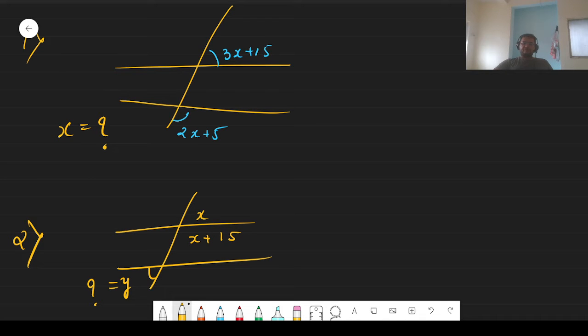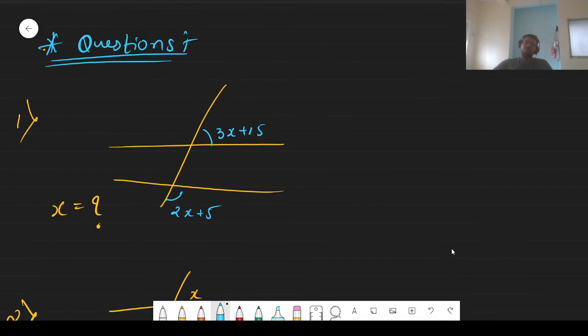Hey friends, so today we are going to see two questions on the concept we studied in the previous class, that was parallel lines. In the first question, we are given a figure and told that this angle is 3x plus 15 degrees and this is 2x plus 5 degrees. What will be the value of x?